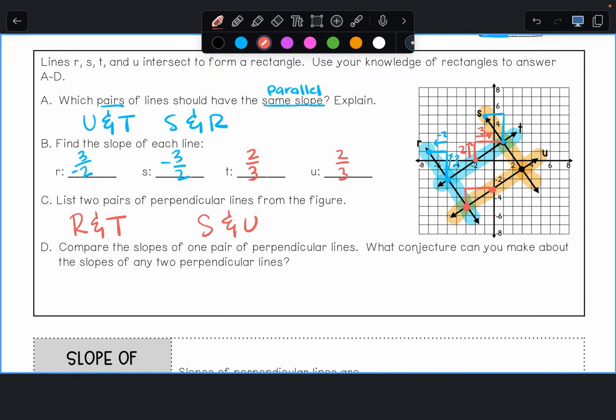Now it says compare the slopes of one pair of perpendicular lines. What conjecture, meaning what opinion or conclusion, can you make about the slopes of any two perpendicular lines? So let's compare the slope of R and the slope of T. What's the slope of R? 3 over -2. And then what's the slope of T? 2 over 3.